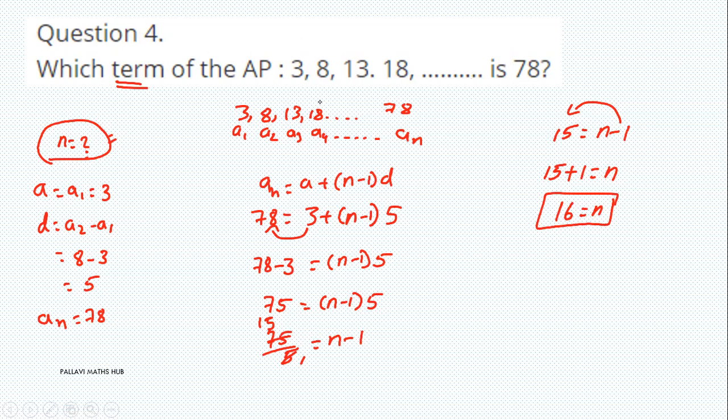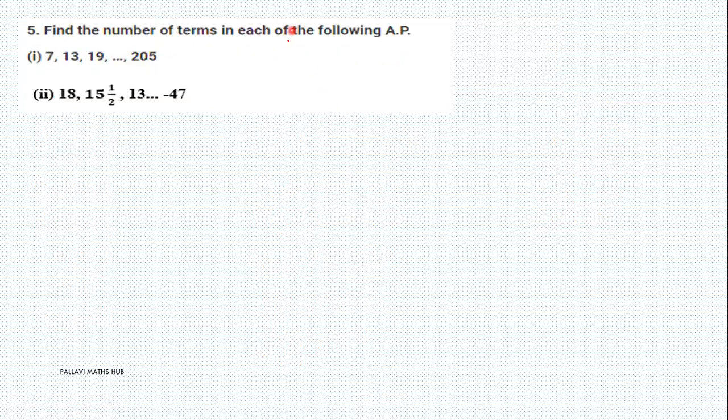Fifth sum is: find the number of terms in each of the following. Here two questions are there. Now I will discuss the first question. 7, 13, 19 continues up to 205. Find the number of terms means n is equal to question mark.